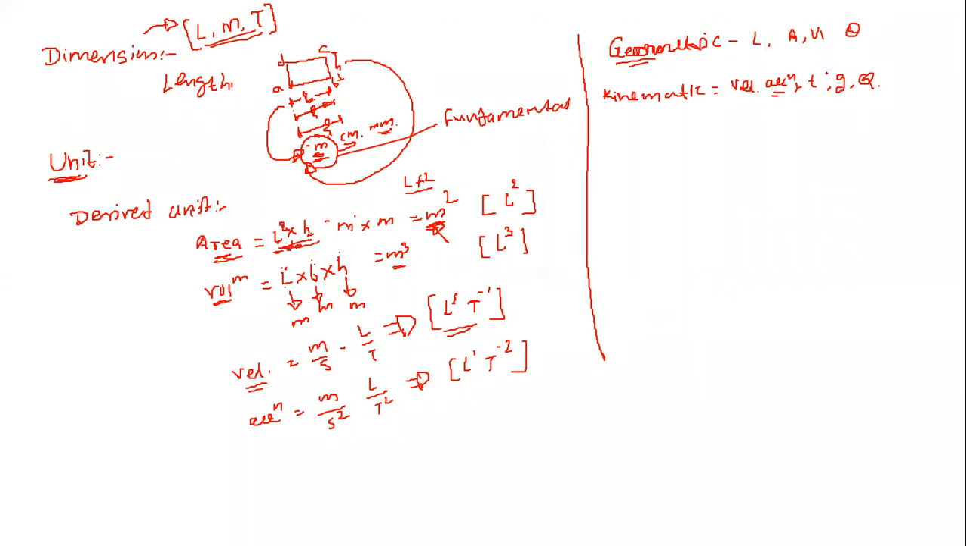Then kinematic viscosity, that is mu, is also there in the kinematic group. And the third group is the dynamic group. The dynamic group includes all the physical quantities related to force, the various forces acting on a flowing fluid, for example.